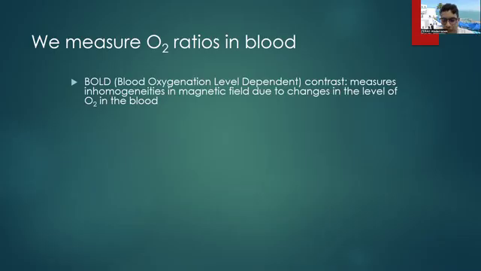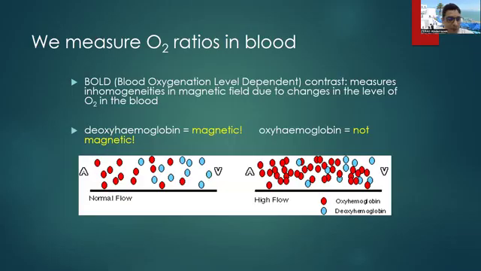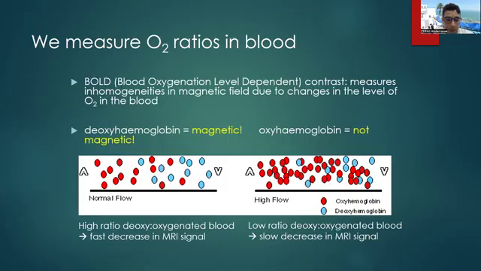The main objective of the blood oxygenation level dependent is to measure the inhomogeneity in the magnetic field, which is the change in the level of oxygen inside the blood. So it's a relation between magnetic blood and non-magnetic blood. It's the deoxyhemoglobin and oxyhemoglobin, a relation that is the blood oxygenation contrast. It's a measure between oxyhemoglobin compared to the sum of the deoxyhemoglobin and the oxyhemoglobin.